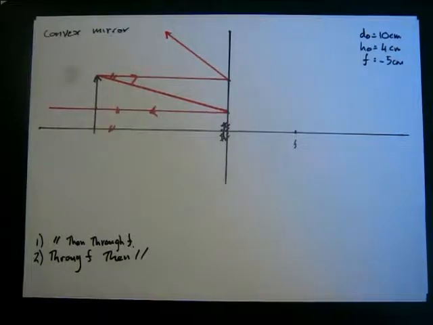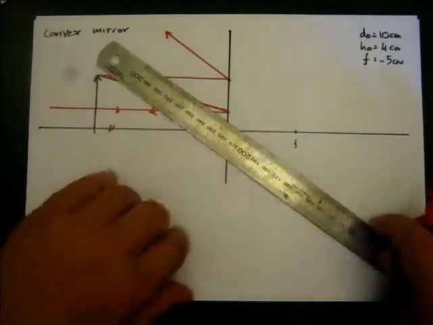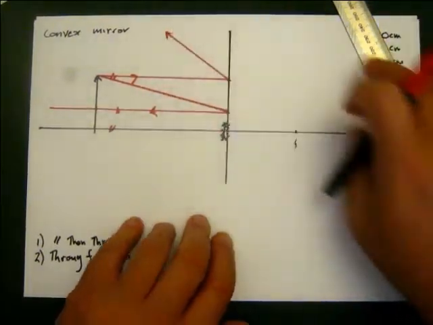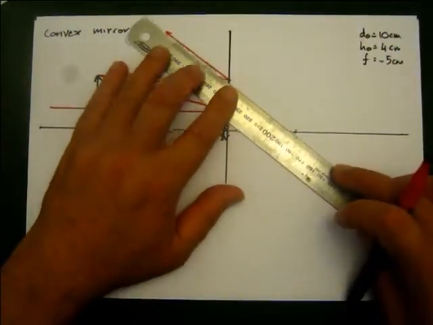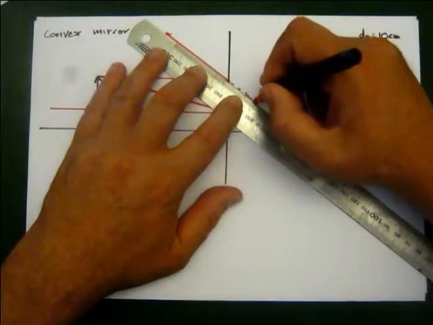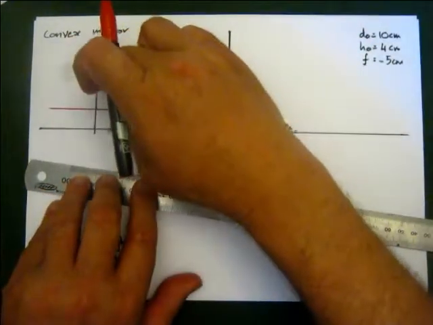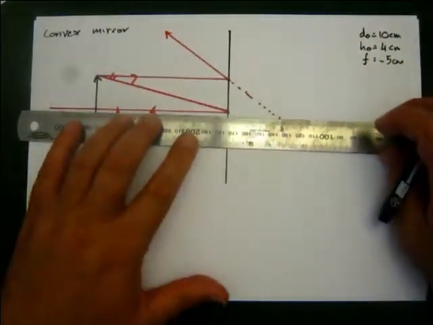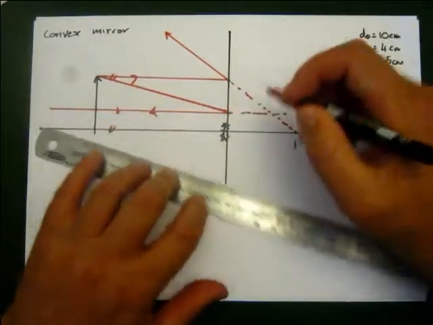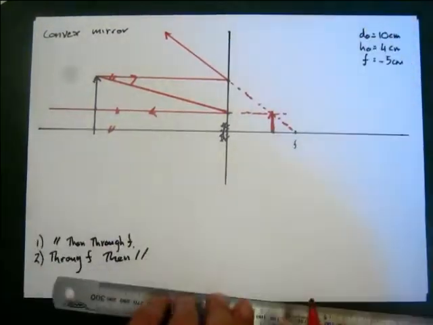So just like we did with one of the cases with the concave mirror, we're going to backtrack the reflected lines. So we look at the line that reflected, and I'm going to backtrack that down to F. And because it's only a reflection, I'm going to put a dotted line in. And then this one comes down here, bounces parallel, so I'm going to backtrack that line onto the other side of the mirror, again using a dashed line. Where those two meet, that's going to be where my image is.